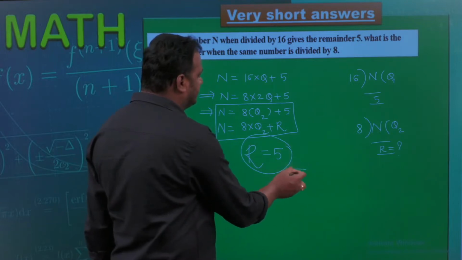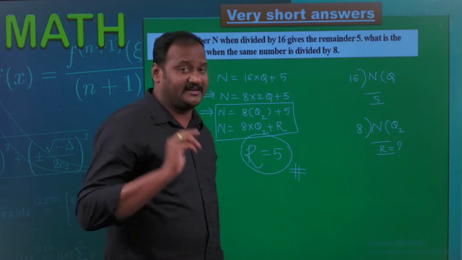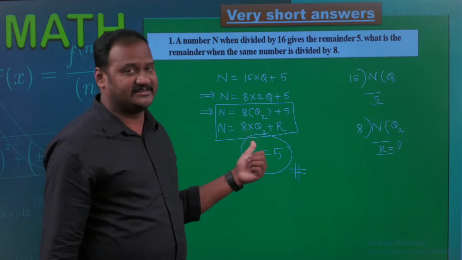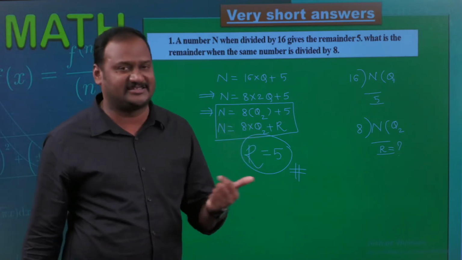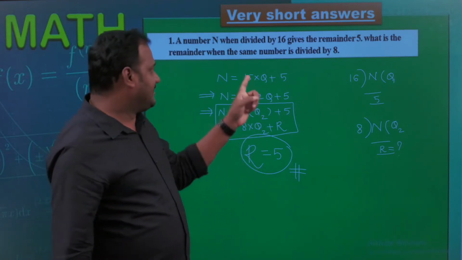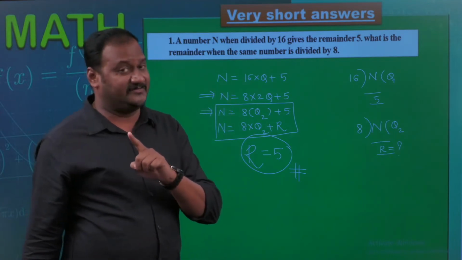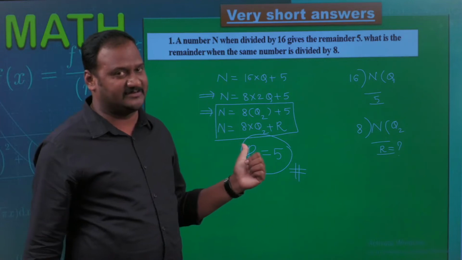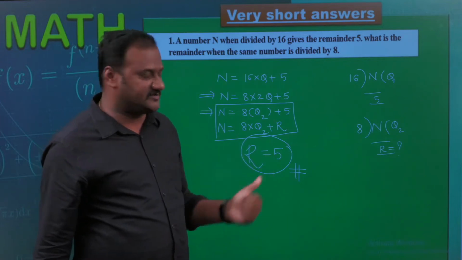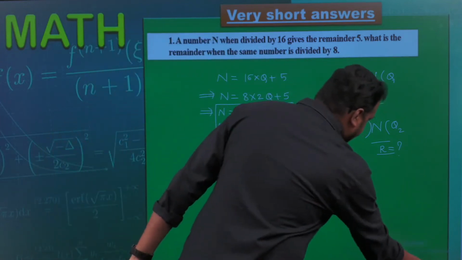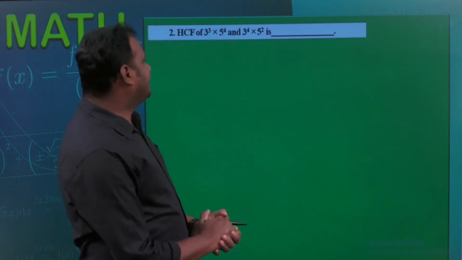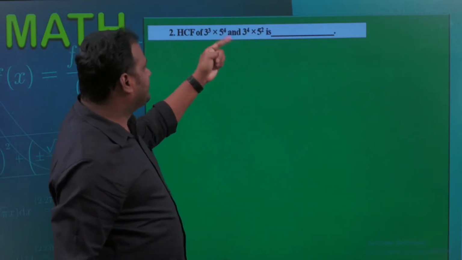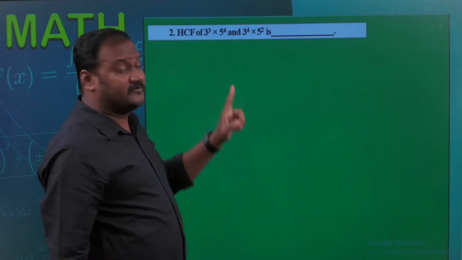So therefore, when the same number N is divided by 8, the remainder remains unchanged, because 16 is a multiple of 8. Hope you understand how easily we can answer the problem, right? Shall we move on to the next problem? Okay, fine. So the next problem is, what is the HCF of 3 power 3 into 5 power 4 and 3 power 4 into 5 square?